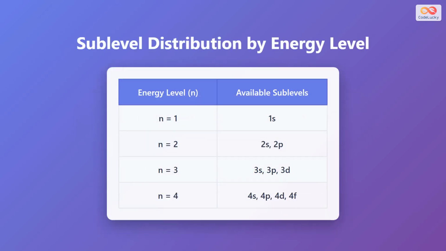Let's look at how sublevels are distributed across the first four energy levels. The first energy level, n equals 1, contains only the 1s sublevel. The second energy level, n equals 2, contains 2s and 2p sublevels. The third energy level, n equals 3, has 3s, 3p, and 3d sublevels. Finally, the fourth energy level, n equals 4, contains all four types: 4s, 4p, 4d, and 4f sublevels. Notice the pattern. As you move to higher energy levels, more types of sublevels become available.